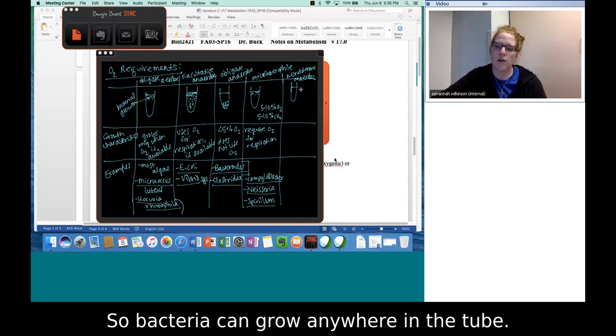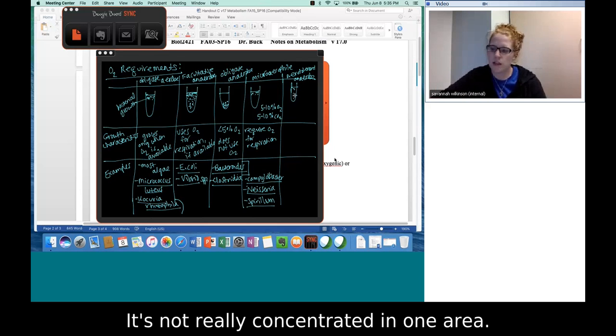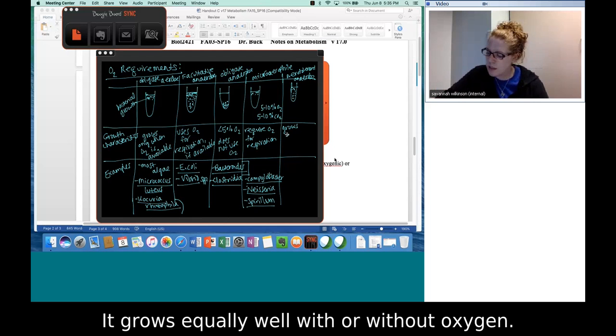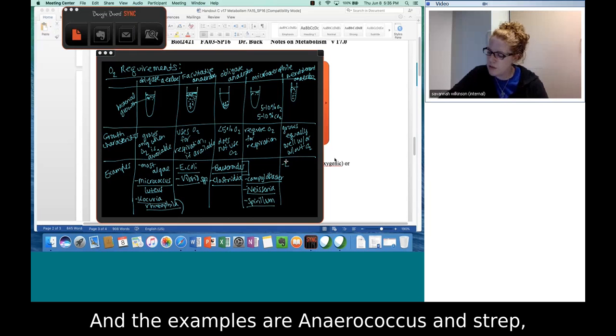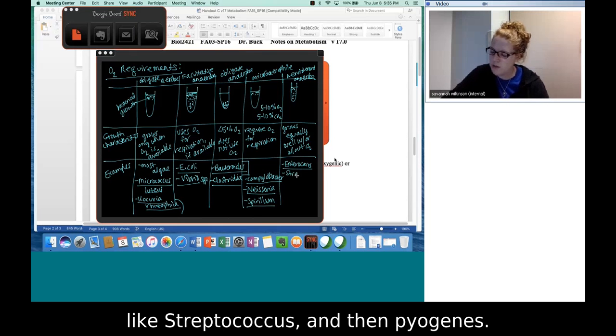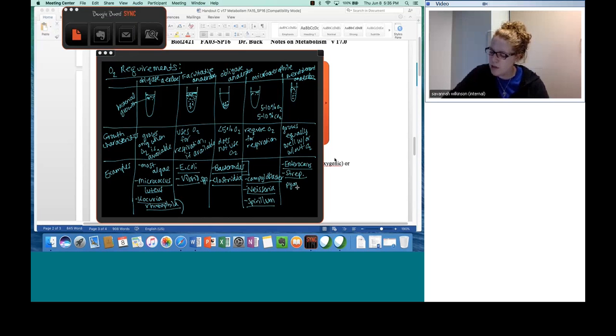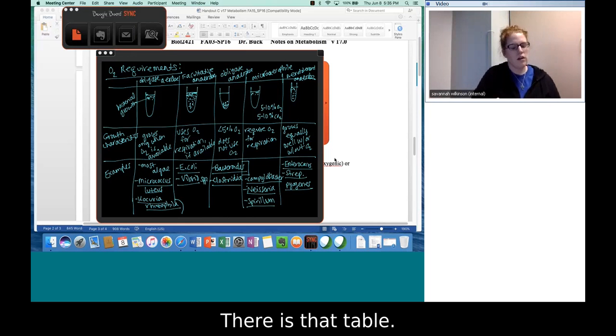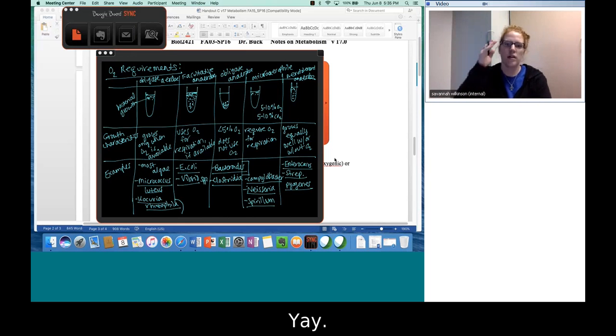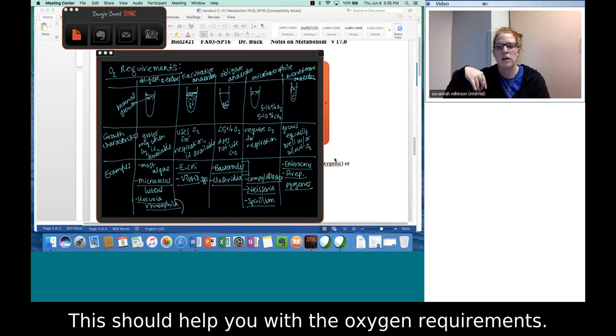So bacteria can grow anywhere in the tube. It's not really concentrated in one area. It grows equally well with or without oxygen. And the examples are Enterococcus and strep, like Streptococcus pyogenes. So there's that table. Yay. This should help you with the oxygen requirements.